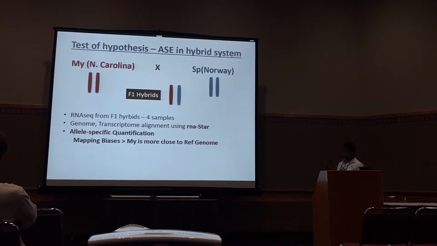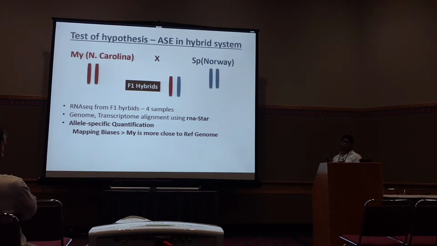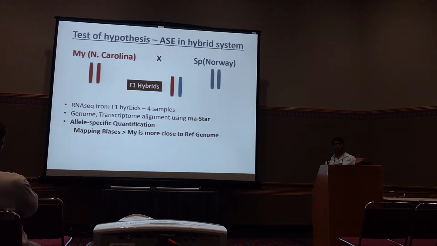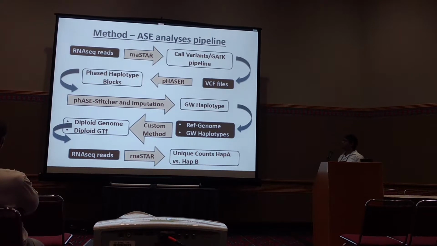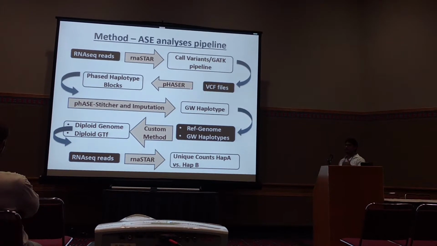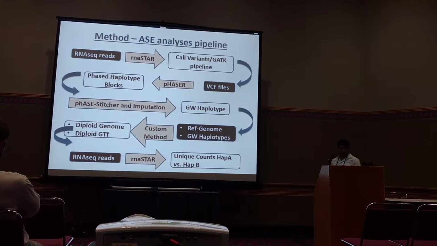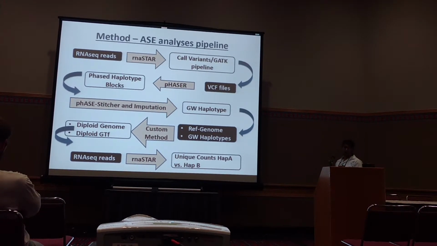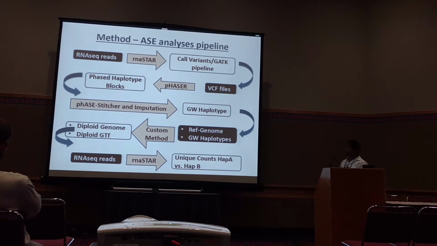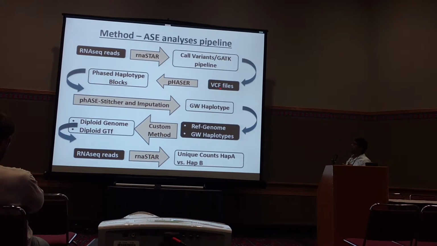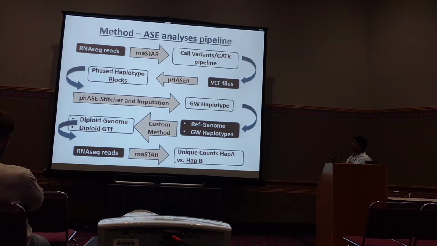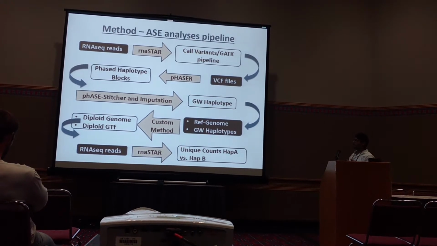But one of the problems we faced was that the allele-specific quantification was more biased towards the myosin allele. The reason being this was closer to the reference genome. So we had to take a step back and go through the preparation of a pipeline, where I took the RNA-seq reads, aligned them, called the variants using the GATK pipeline, and after the variants were called, we phased them into several different haplotype blocks.